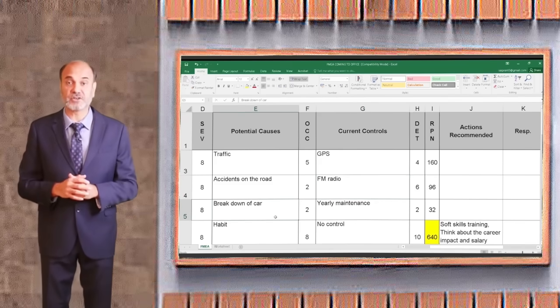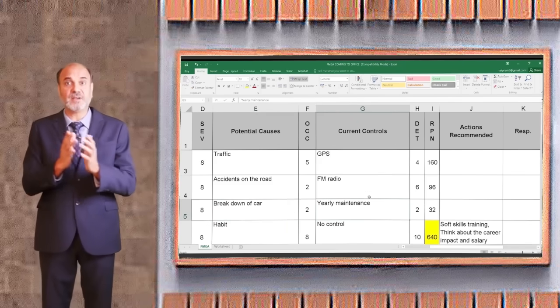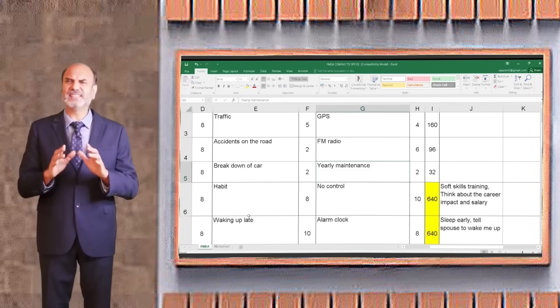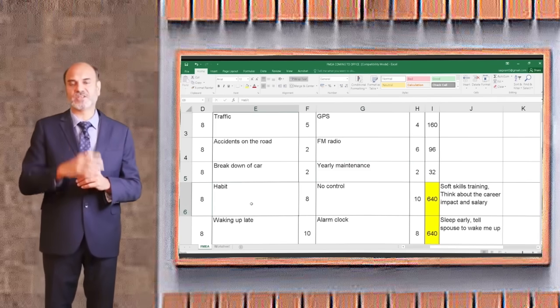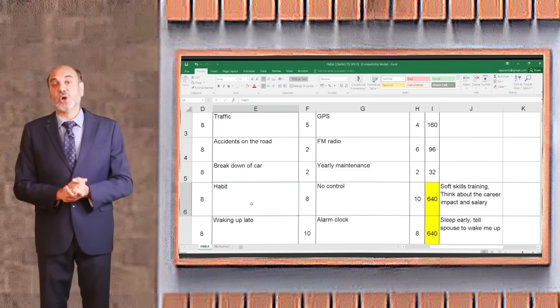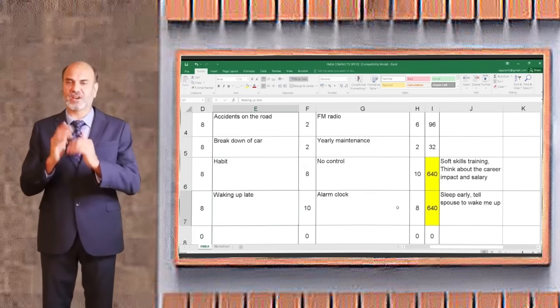The next cause was breakdown of the car. And what do I do for that? Presently, I have a yearly maintenance schedule of the car and that's pretty well done. And that takes care of this particular cause. And habit, what do I do? Well, today I don't have any control on that. Waking up late, what are the current controls? Well, I have an alarm clock.